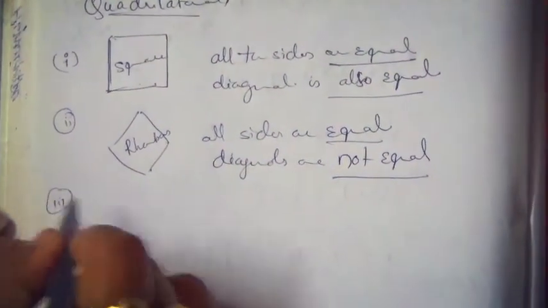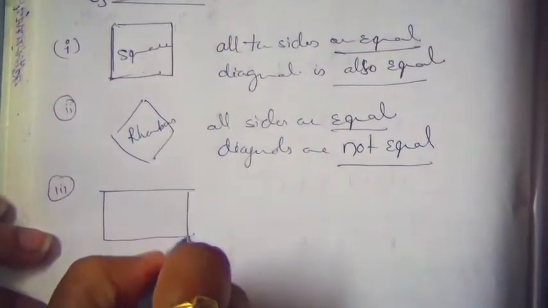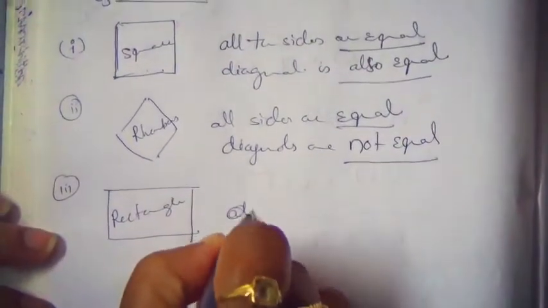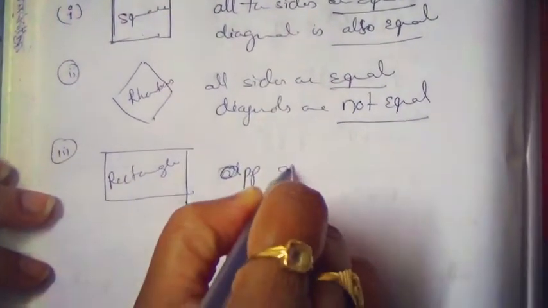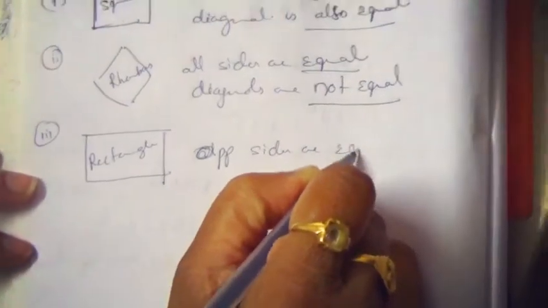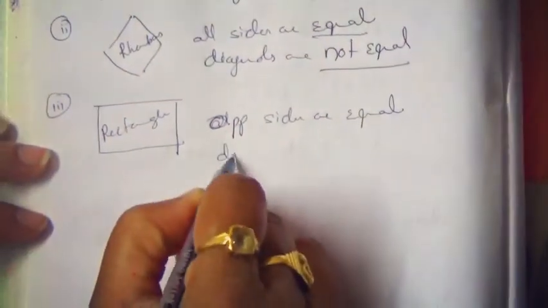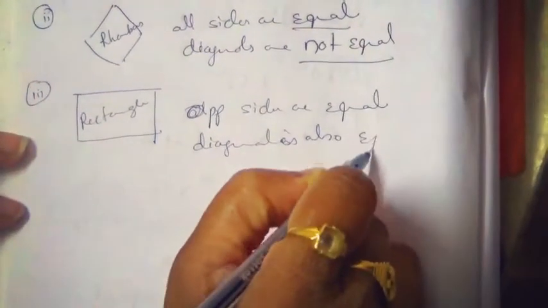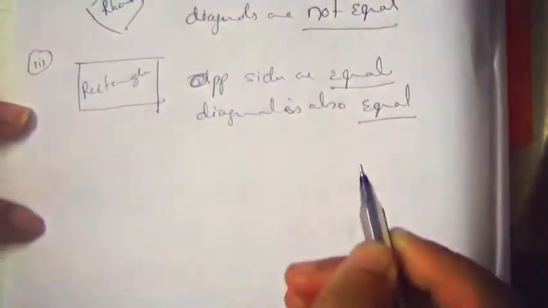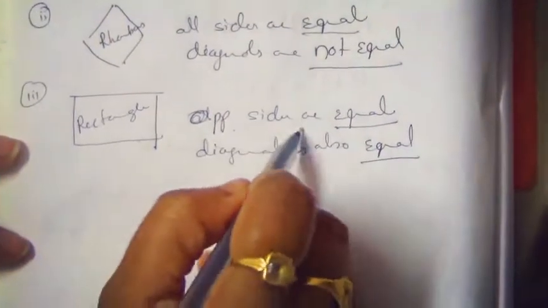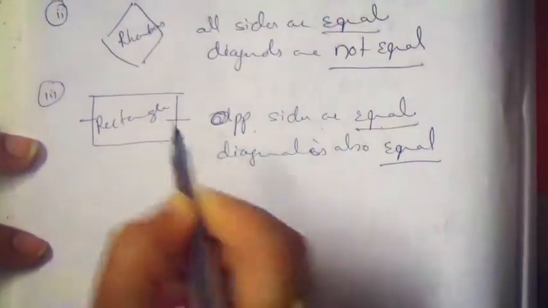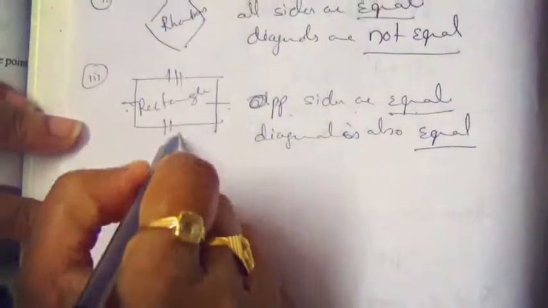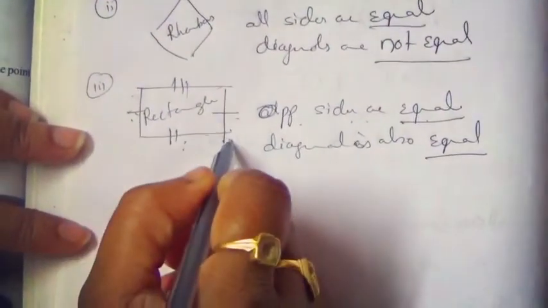What is third one? Rectangle. So for a rectangle, opposite sides are equal. Diagonals are also equal. For a rectangle, opposite sides are equal. Opposite sides means this one, this one. Okay. These opposite sides are equal, and diagonals are also equal.